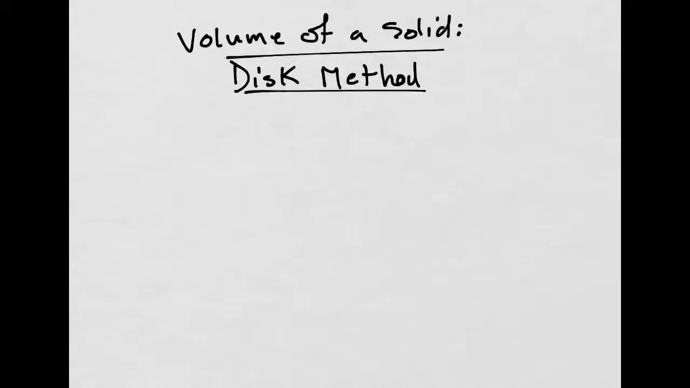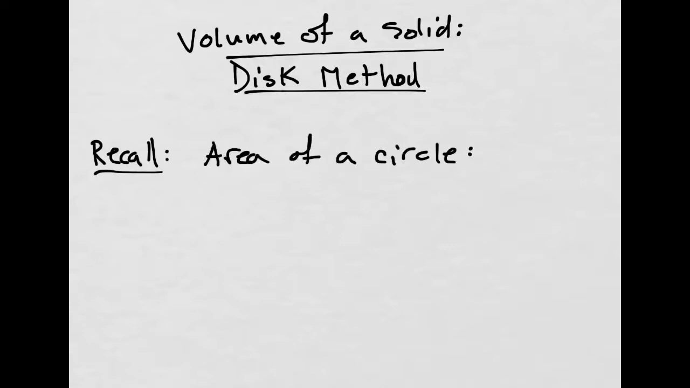Alright, so here we're going to be looking at volumes of revolution solids, and the way we're going to do that is by looking at the disk method. Let's see what that is. Well, actually, let's start with some other stuff. The area formula for a circle, you should know that. That would be A, area, equals pi r squared.